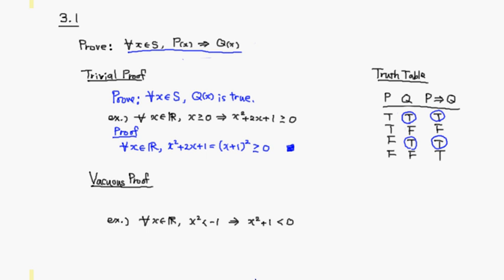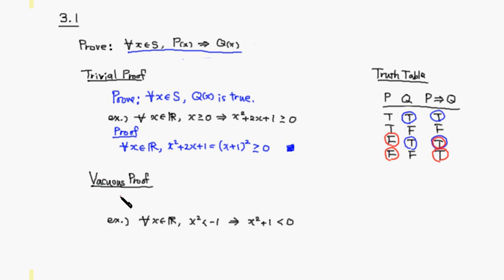This kind of proof is called the trivial proof. We basically ignore the hypothesis, but we just try to show that the conclusion is always true. The next one, if you pay attention to the hypothesis, every time the hypothesis is false, you will actually get a true implication. So we're going to use this fact to write a proof. This is called the vacuous proof.